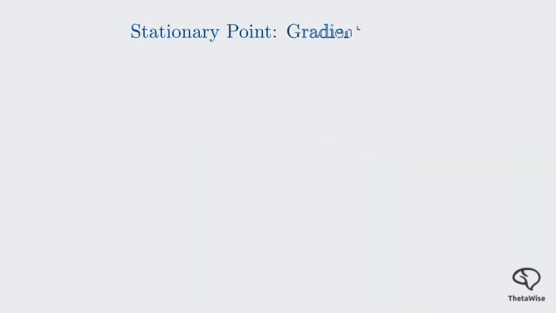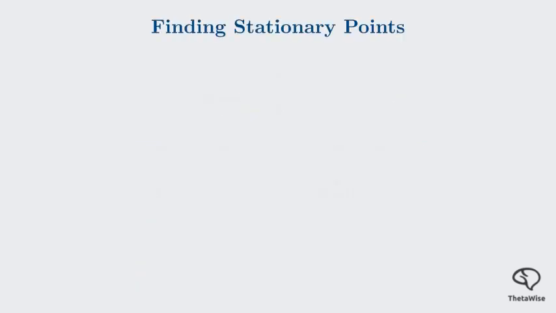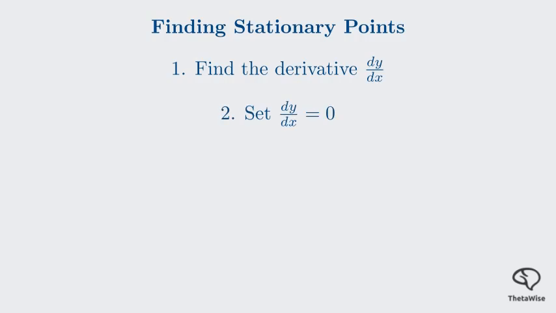In IGCSE mathematics, a stationary point, often called a turning point, occurs where the gradient of the curve is exactly 0. Imagine walking along a hill, at the very peak or the very bottom of the valley. For just a split second, you are walking on flat ground. Mathematically, to find these points, we take the derivative of the function, set it equal to 0, and solve for x. Let's see how this works in practice.